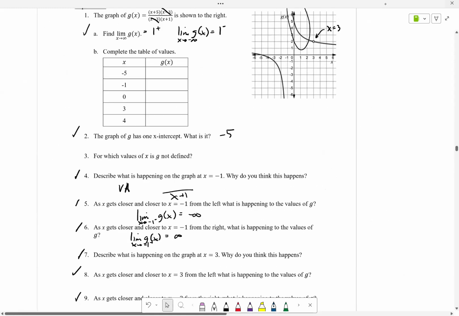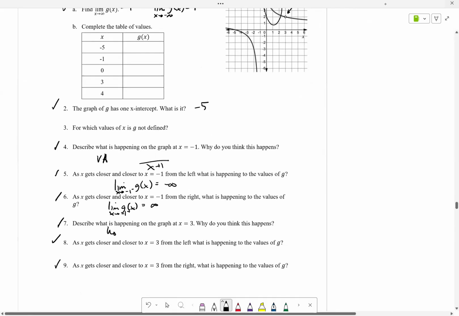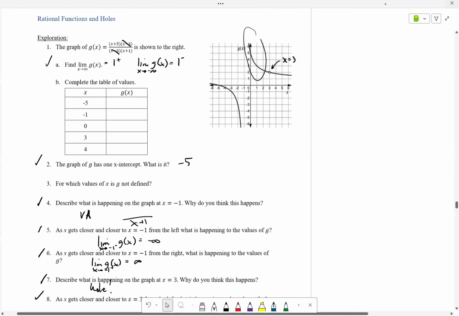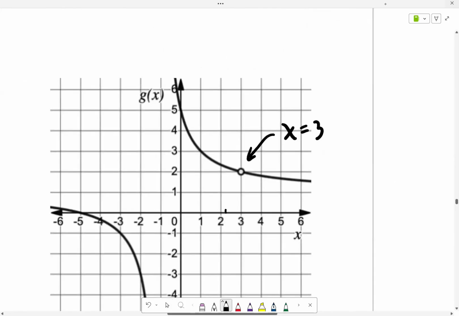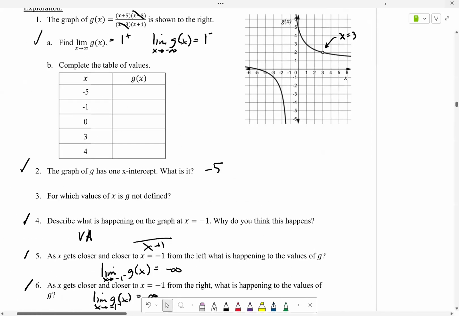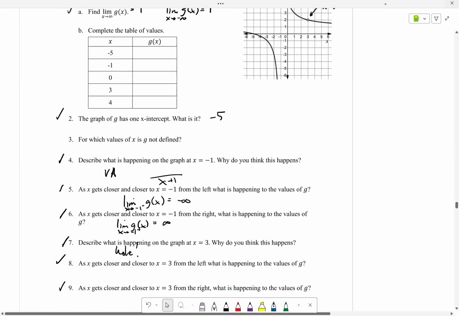Describe what's happening at x equals 3. Well, we already know it is a hole. As x gets closer to 3 from the left, can you show me what's happening? I should see a number. Yeah, it's a 2, isn't it? Right, as x gets closer to 3 from the left, this y value, and then this y value, and then this y value, you can see that those y values are approaching 2.